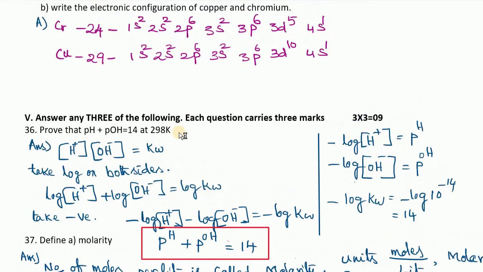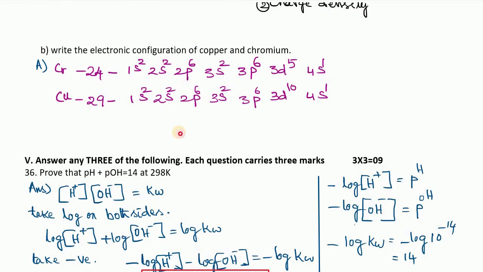Okay, next. Electronic configurations of copper and chromium. Chromium atomic number is 24. The electronic configuration is written here, and it is very, very important, because of stability. Half filled orbitals are more stable. That's why the electronic configuration is like this. Next, copper atomic number 29. So the electron configuration, you see: 1s2, 2s2, 2p6, 3s2, 3p6, and 3d10 and 4s1. 4s1 because filled orbitals are more stable.